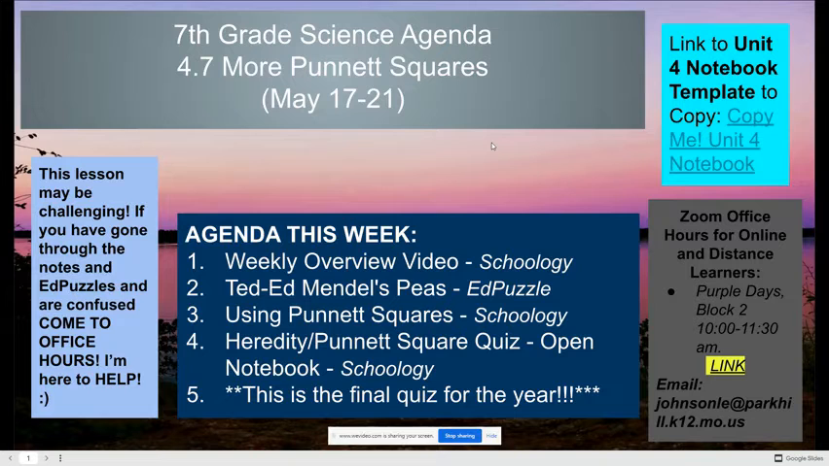And this will also be the week that you will take your final quiz in science for the year. So lots of good stuff. We're going to be ending our content for the year with Punnett squares and genetics. So I hope that our introduction last week has given you some insight, and then we'll have some fun this week working out more Punnett squares.